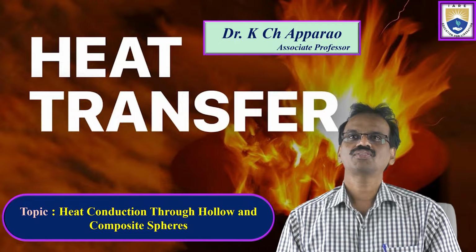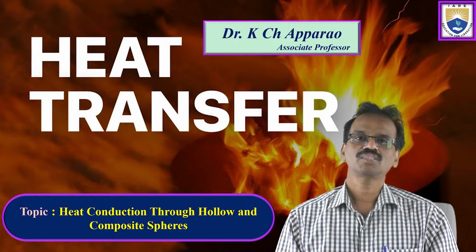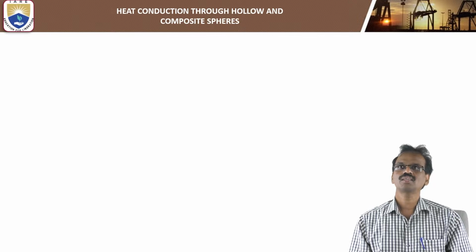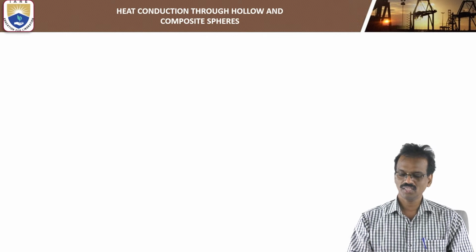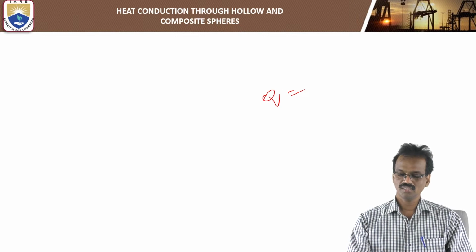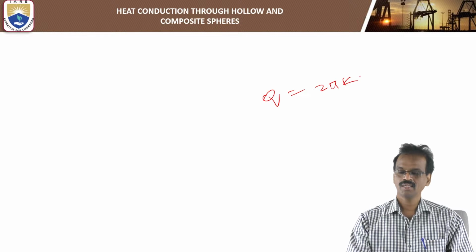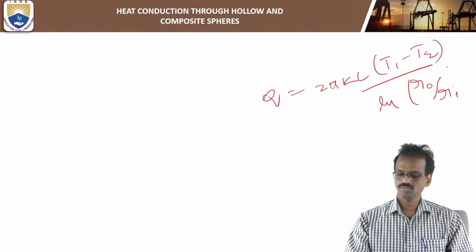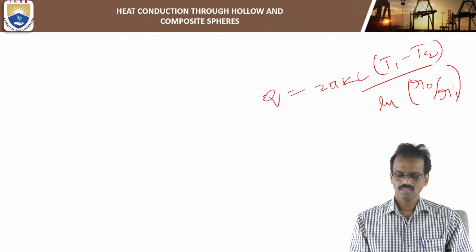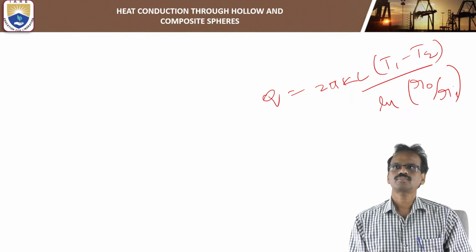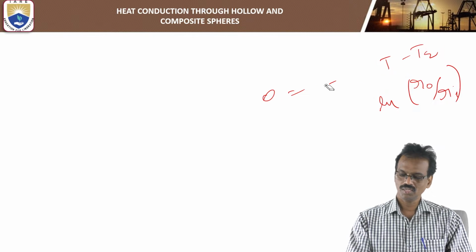In the previous class we discussed the rate of heat transfer through a hollow cylinder and through coaxial or composite cylinders, and we derived the formulas. For a cylinder the rate of heat transfer is 2 pi k l into (T1 minus T2) by ln(r naught by Ri). This was already derived in the previous class. We also derived the rate of heat transfer for composite cylinders.